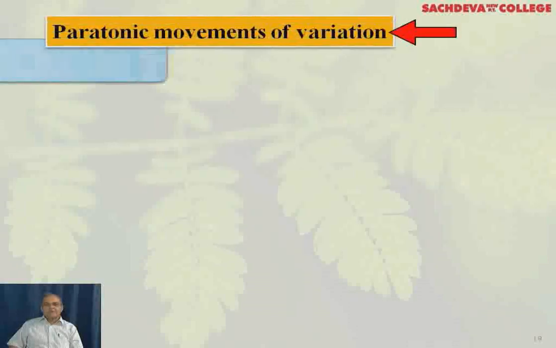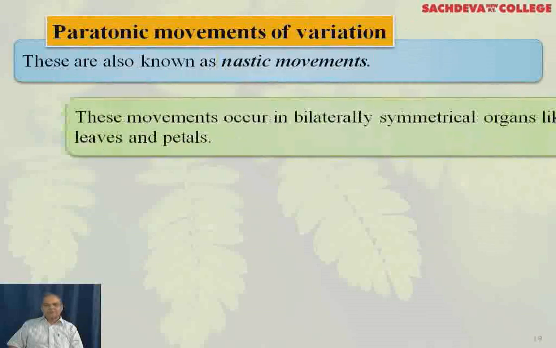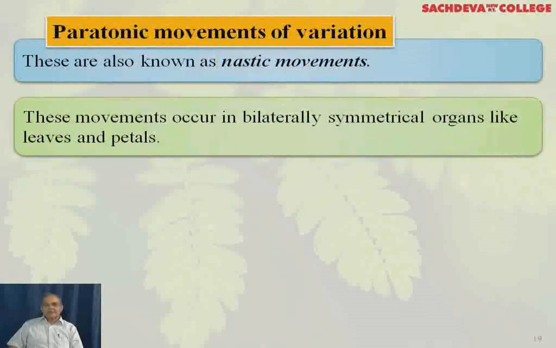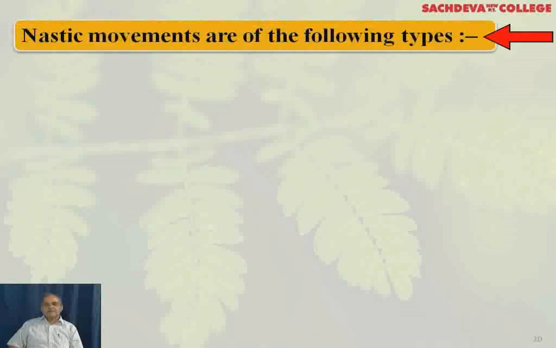Paratonic movements of variation. These are also known as nastic movements. These movements occur in bilaterally symmetrical organs like leaves and petals. Such movements are non-directional. Nastic movements are of the following types.